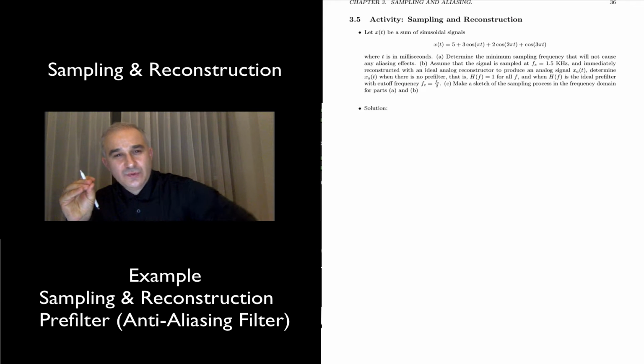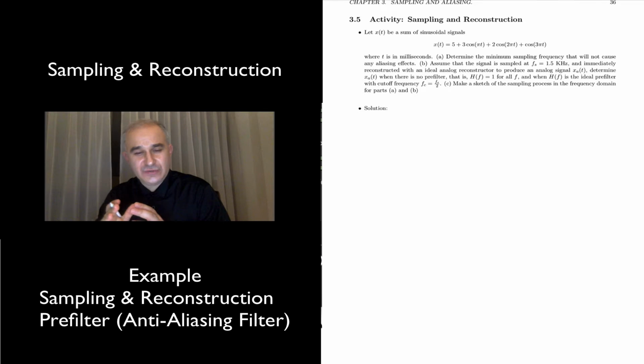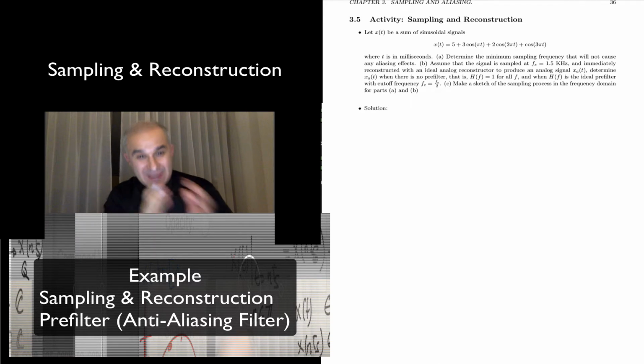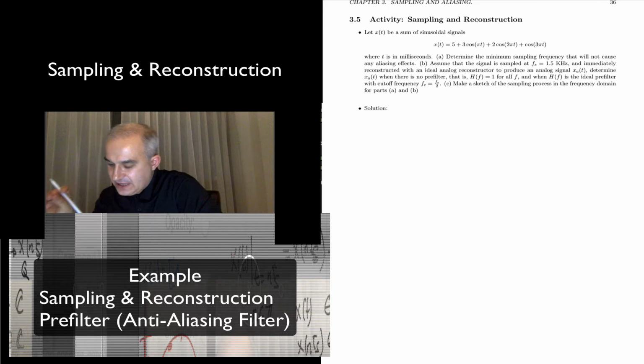So let's do another example of sampling and reconstruction to solidify the concepts of sampling, measuring a signal at periodic intervals of time, aliasing, the problem that happens when we do not sample fast enough, meaning when we undersample, or when the sampling frequency is less than twice the maximum frequency, and the importance of the pre-filter, also known as the anti-aliasing filter. So we have a signal, x of t, and the first item is to determine the minimum sampling frequency that will not cause aliasing.